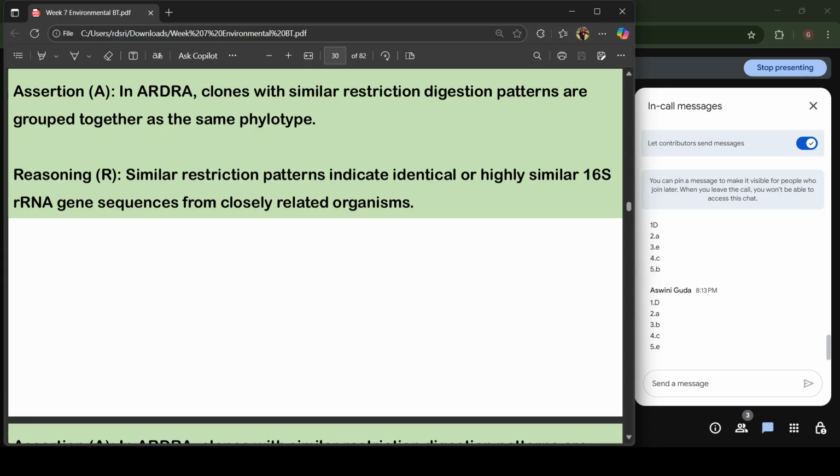So next we come to again an assertion and reason question. In ARDRA, clones with similar restriction digestion pattern are grouped together as the same phylotype. The reason is similar restriction patterns indicate highly identical or highly similar 16S rRNA gene sequences from closely related organisms.